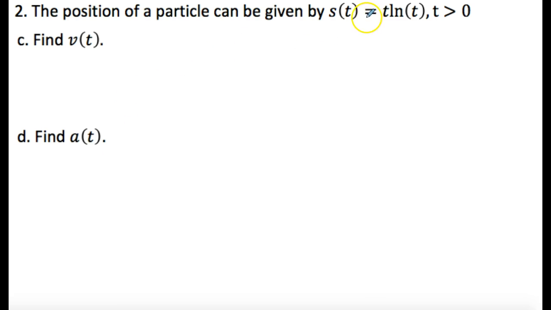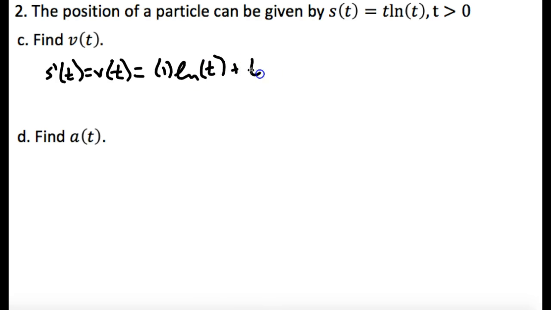All right. Velocity is the derivative of position, so s prime of t equals v of t. I have to use product rule here. t times the natural log of t. That's two functions being multiplied together. So the derivative of the first is 1 times the second plus the first times the derivative of the second.